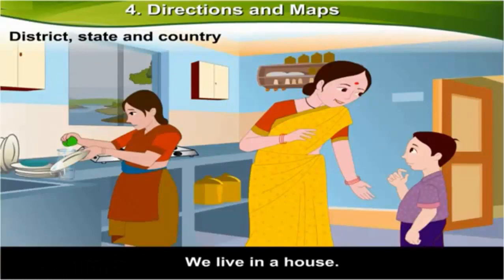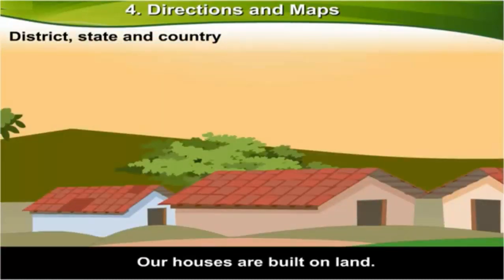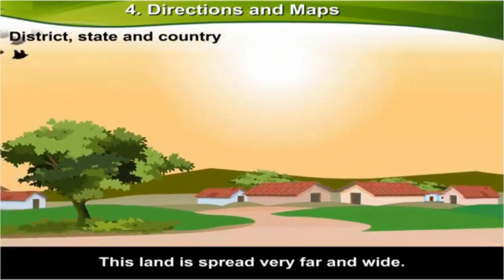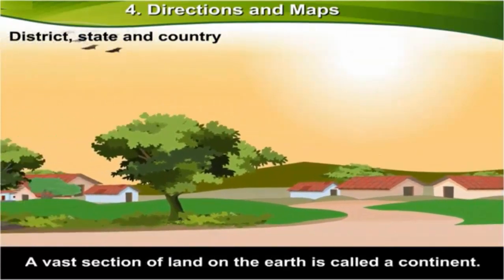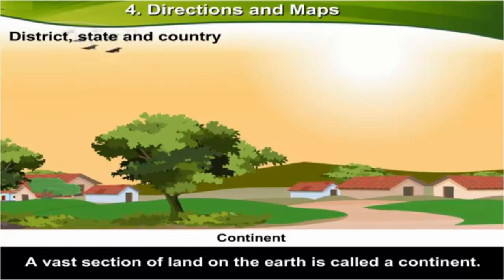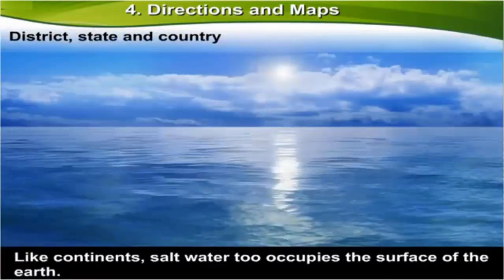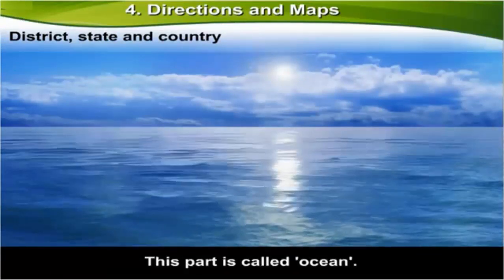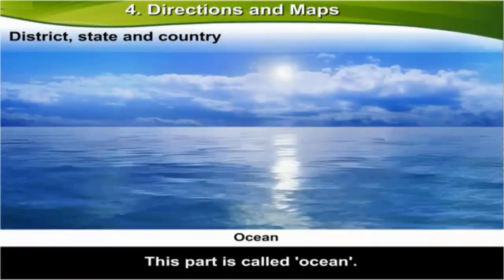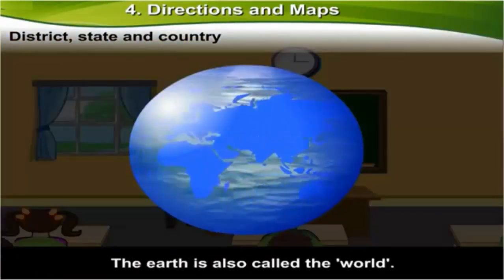We live in a house. Our houses are built on land. This land is spread very far and wide. A vast section of land on the earth is called a continent. Like continents, salt water too occupies the surface of the earth. This part is called ocean. The earth is also called the world.